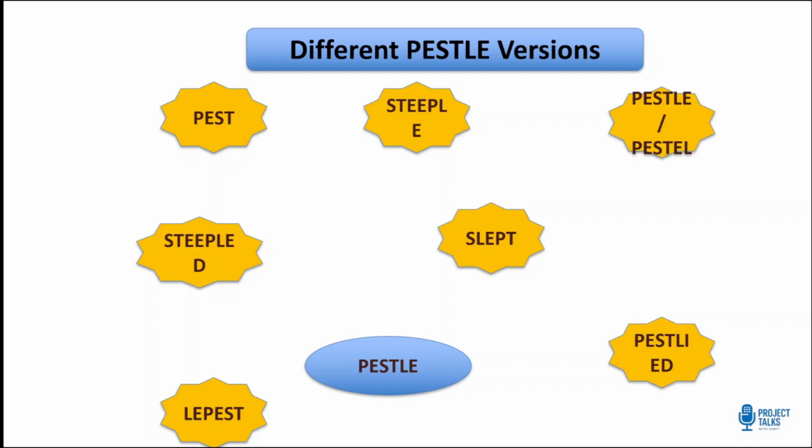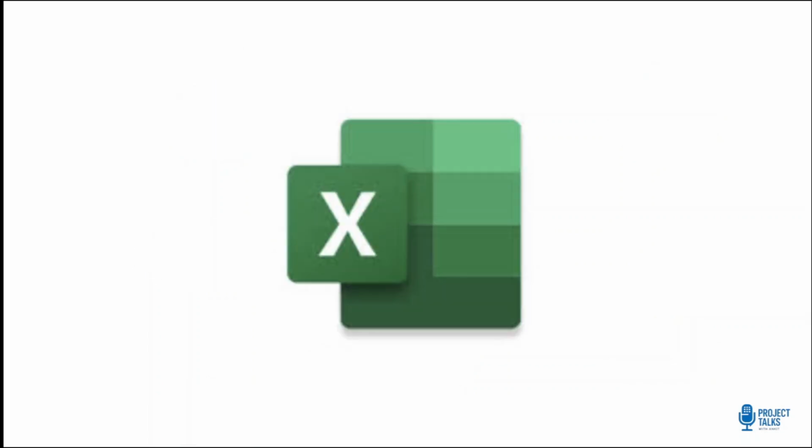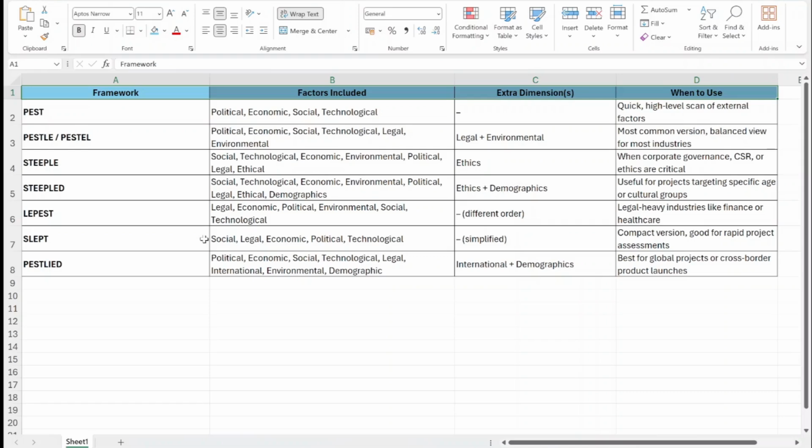I think it will be better if I explain this in a tabular form. You can watch it, pause it, and give some more time to grasp it. Let's just quickly get into that. All right, let's see. So we have the framework, what factors it includes, extra dimensions that it includes, and where to use it. Let me go through a few of them for you.